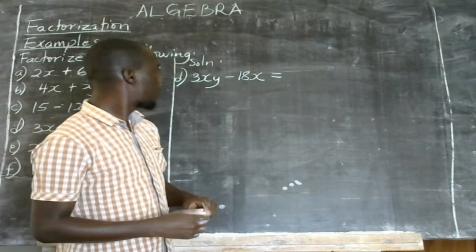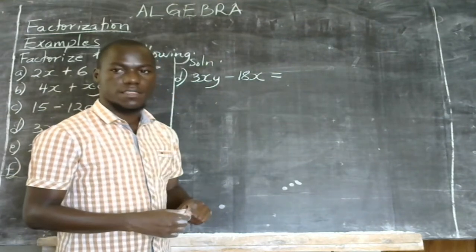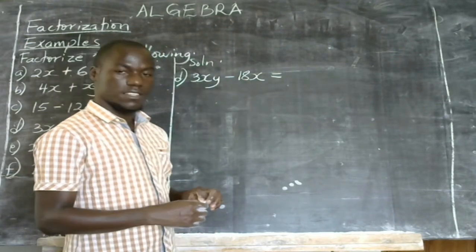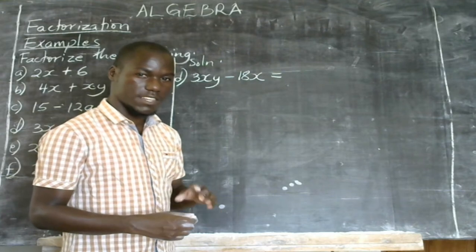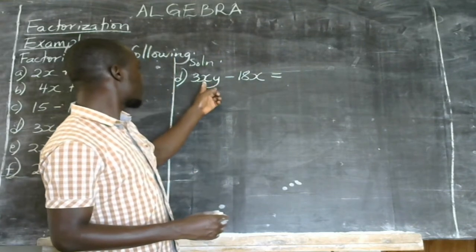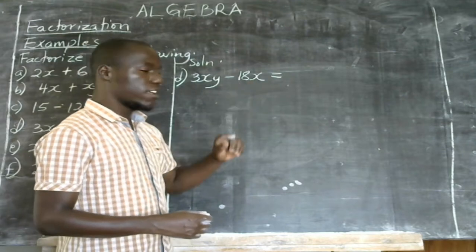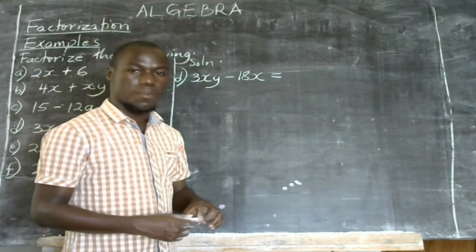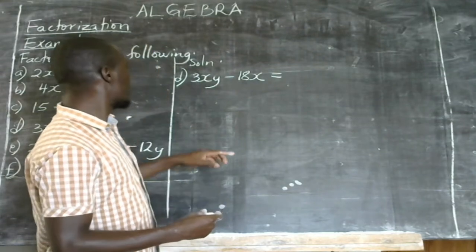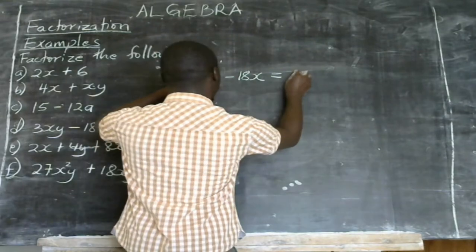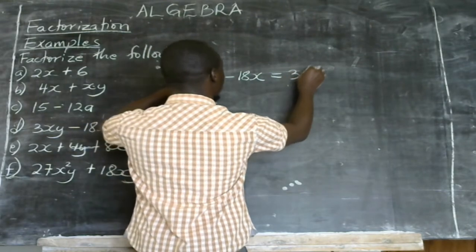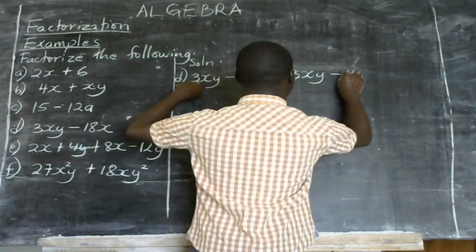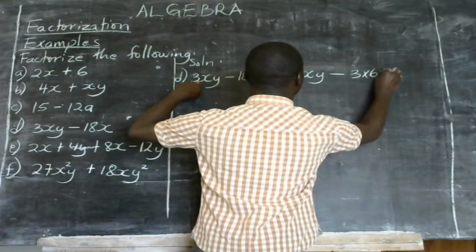The part D, we have 3xy minus 18x. The 3 and the 18, they have a factor there which is common, and that is 3. The x here and the x there are also the same. That means that x is also a factor there. So someone rewriting this is 3xy minus 3 times 6x.